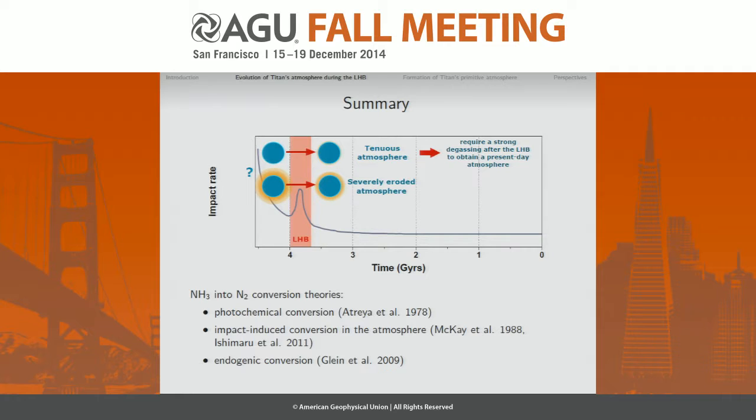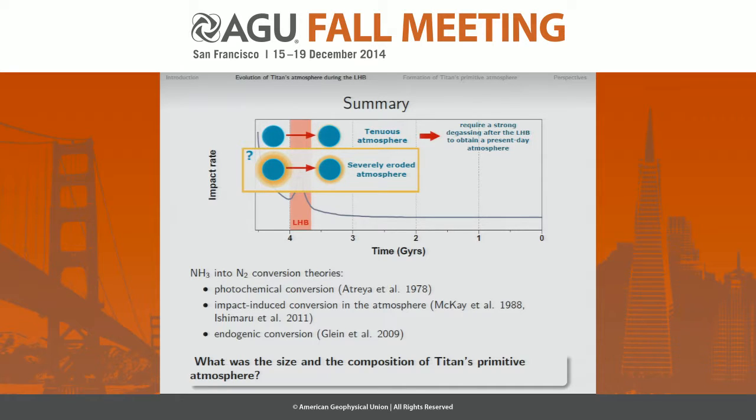This study also shows that the conversion of ammonia in the icy crust by impact is not very efficient to generate or sustain Titan's atmosphere, at least during the late heavy bombardment. However, there are other ammonia-into-nitrogen conversion theories. You have the photochemical conversion, or the impact-induced conversion, but this time in the atmosphere, when the impactor comes through the atmosphere. And you also have the endogenic conversion. These two theories depend on the condition of the atmosphere.